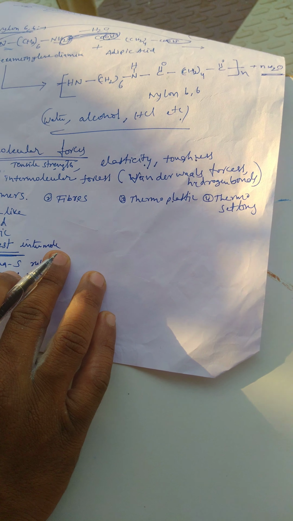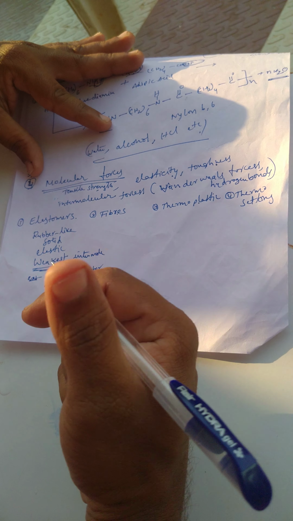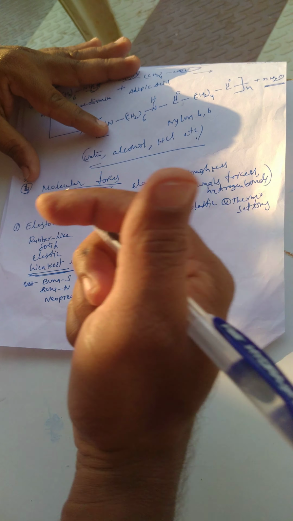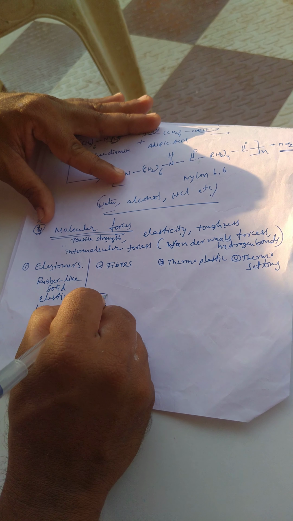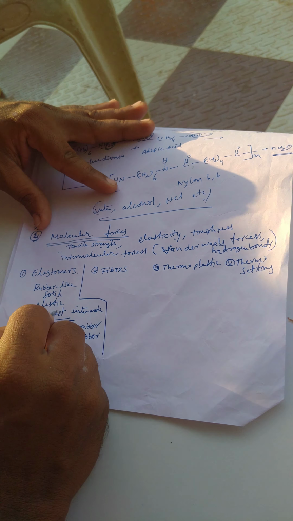Because of weakest intermolecular forces, when the force is removed, they will get back to the original position after the force is released. So examples are Buna S rubber, Buna N rubber, neoprene rubber. These all come under elastomers. They have weakest intermolecular forces.